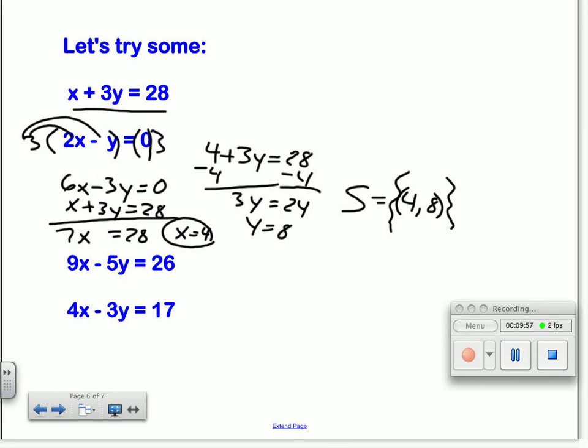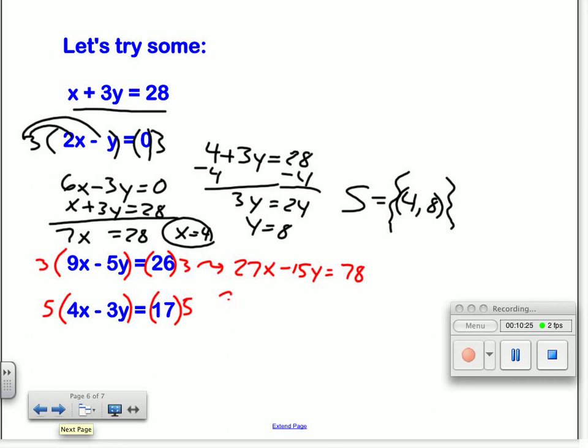Okay? So what that means is we want to multiply this top one by 3. Remember, we have to do both sides of it. And we want to multiply the bottom one by 5, okay? So hopefully why I'm doing this will become clear in a minute. So doing this now is going to lead to 27x minus 15y equals 3 times 26, which is going to be 78. Here I'm going to multiply 5 times 4x minus 3y, which is going to be 20x minus 15y equals 7 times 15, which is 85.